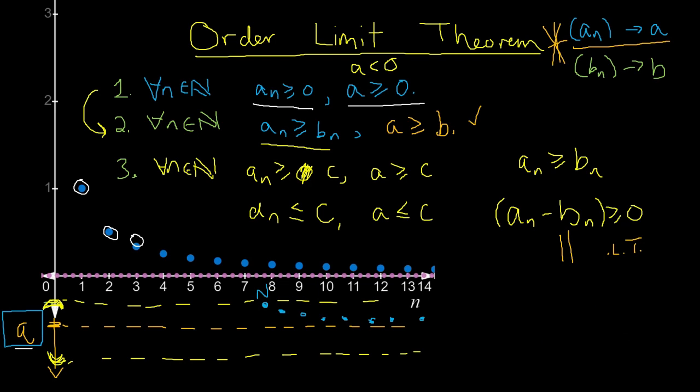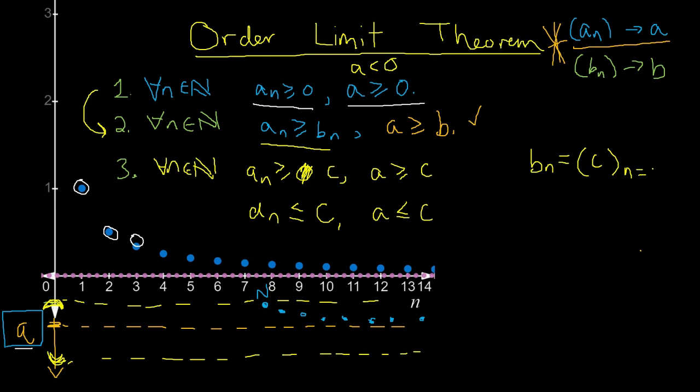Lastly, we'll prove part 3. What we can do here is just say that b sub n is just some constant sequence c. What do I mean by that? This is just some sequence. We have c, c, c, c, and so on.